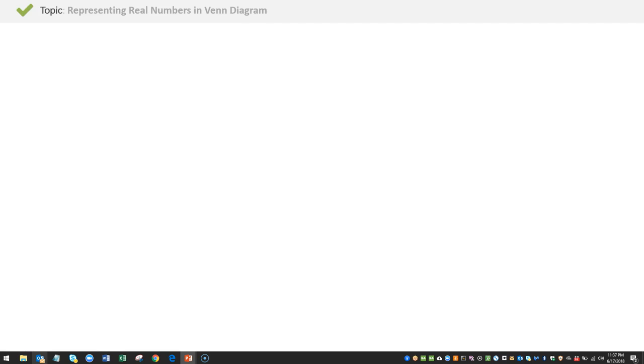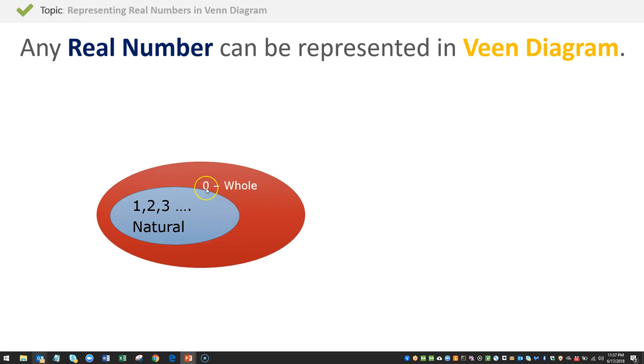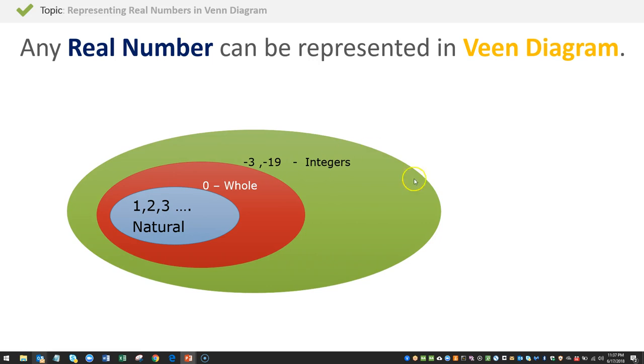Now let's talk about how we represent real numbers in Venn diagram. Any real number can be represented in Venn diagram. Here is an example of natural number, which is basically number used to count, like 1, 2, 3. And then when you include 0 in the universe of natural number, what you get is whole number universe. So natural number plus 0 is what gives you whole number. Now if you include negative numbers, what you get is integers.